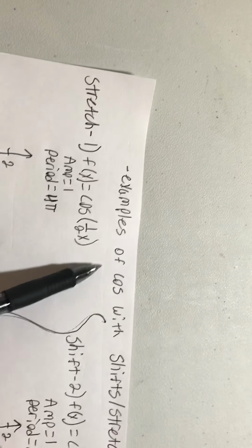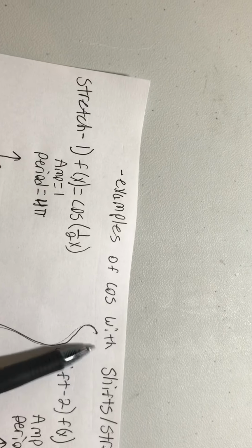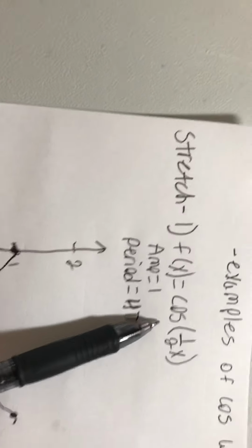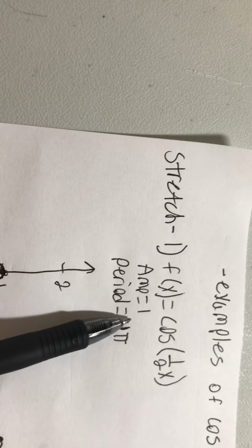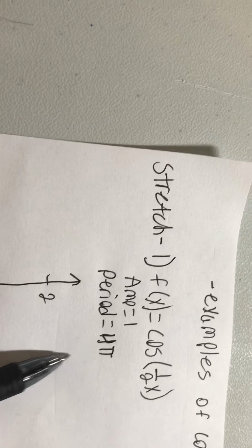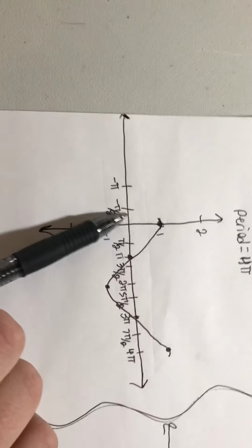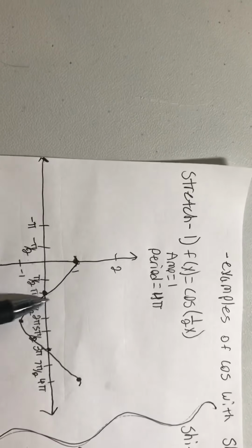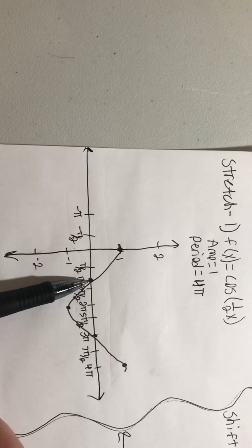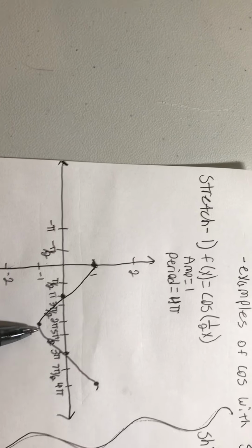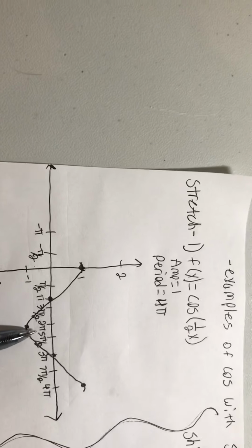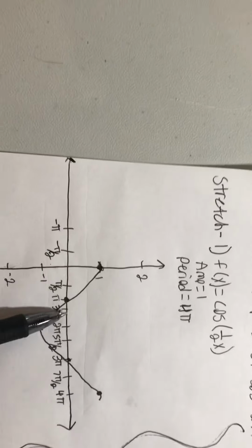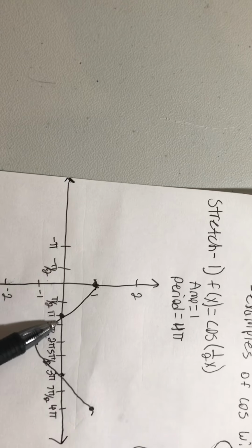Next, we have examples of cosine with shifts and stretches. First, we have a stretch. So we have f of x equals cosine 1/2 x. Our amplitude is 1 and our period is 4 pi. Our starting point is going to be up here at 1. And then we are going to go 180 degrees, and our next point is going to be at pi, 0. Then at 2 pi it's going to be at -1, then 3 pi at 0, and then 4 pi at 1. The distance between points here is going to be 180 degrees, or pi.